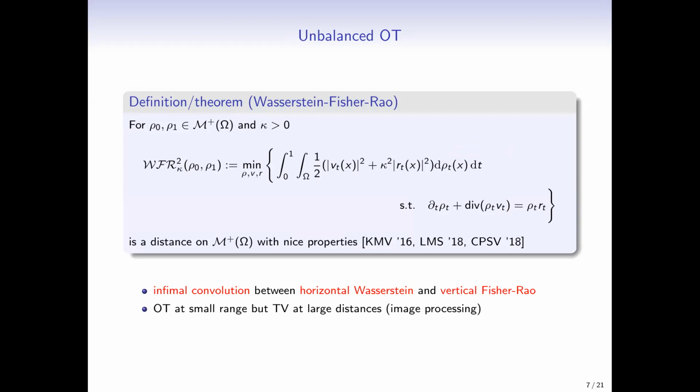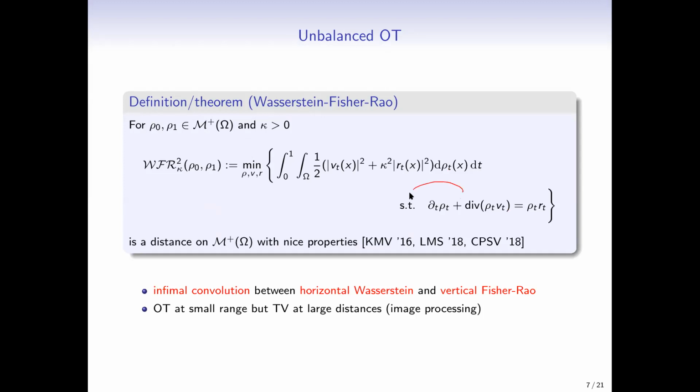Now, what you can do is combine these two different types of behaviors. So horizontal displacement, Wasserstein optimal transport, and vertical displacement, reaction Fisher-Rao. You can combine this into a single framework, which is actually recent, called unbalanced optimal transport. So the definition is as follows. You take two positive measures, rho 0, rho 1, again, which could have different masses, and fix a parameter kappa.